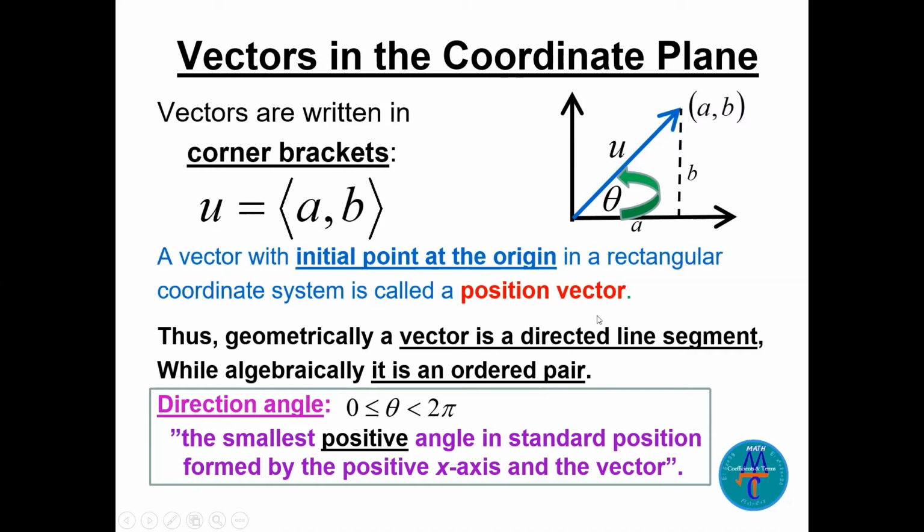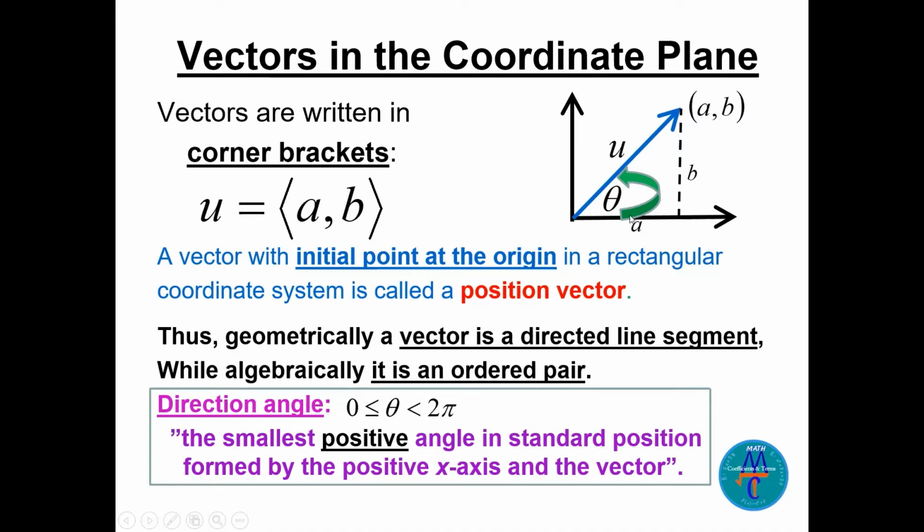Geometrically, a vector is a directed line segment, as we mentioned in the first slide. So this is the blue one with the direction and the magnitude. Algebraically, we can write it as an ordered pair, corner brackets a, b. See, when you write a, b, that means a vector, but you have to write corner brackets, not only parentheses like this as a point.